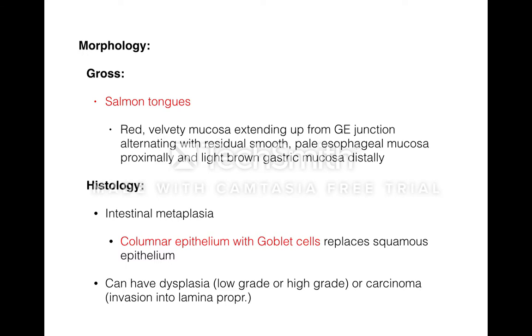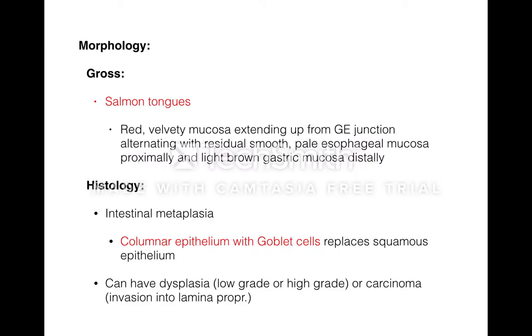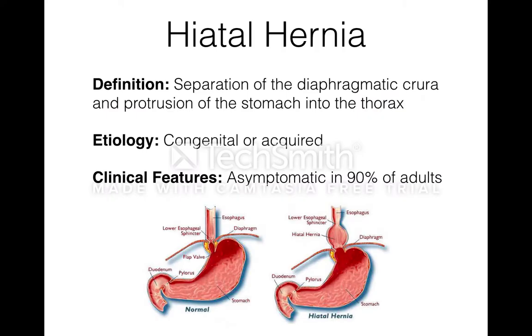Again, on histology, you're going to have intestinal metaplasia where you're seeing columnar epithelium with goblet cells replacing the normal squamous epithelium. On the left is that normal squamous epithelium, and on the right here you can see it being replaced by intestinal metaplasia, intestinal columnar cells with goblet cells. Note, you can also have dysplasia, either low grade or high grade, or carcinoma, where you're getting invasion into the lamina propria. So you have to be very careful in reviewing the slides.